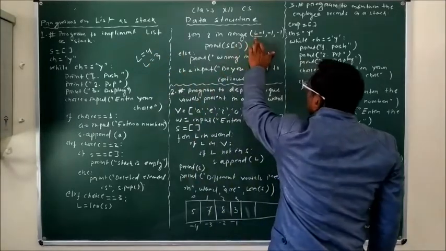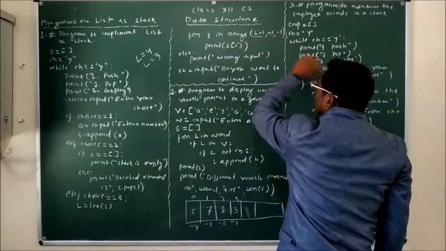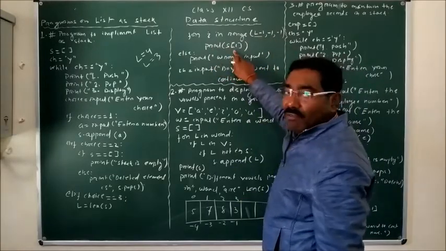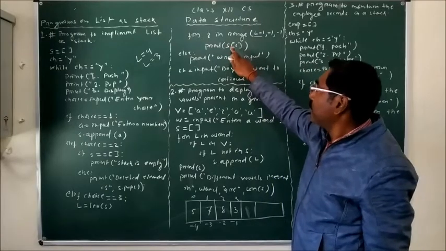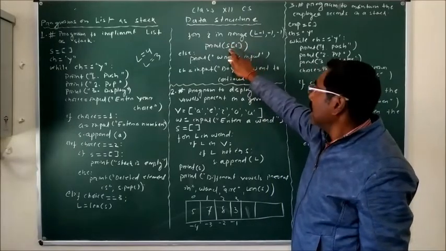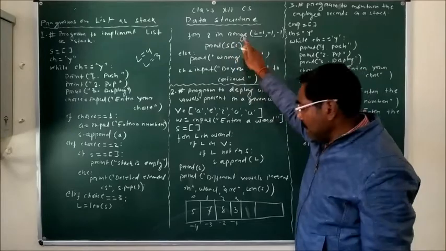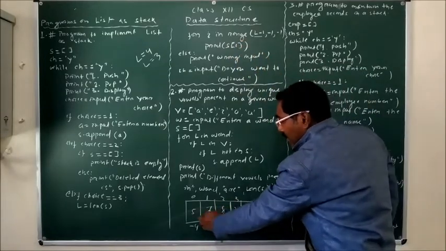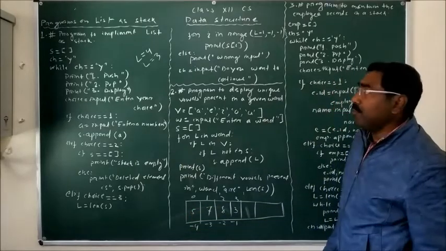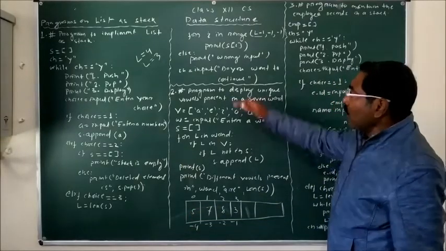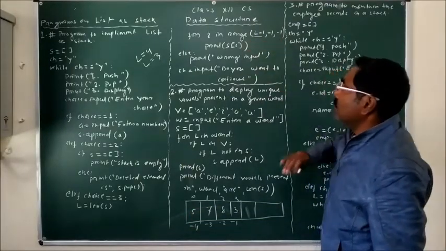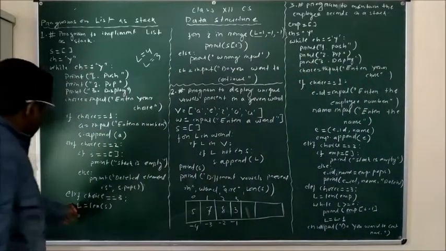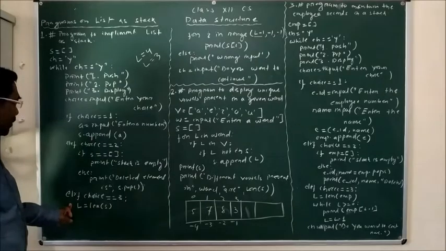So we are writing L minus 1, minus 1, minus 1, in which we have to print S of i. First it will display S of 3, then S of 2, then S of 1, then S of 0 will be displayed. Now this is what the program does. Now after that, suppose this elif is also not satisfied.